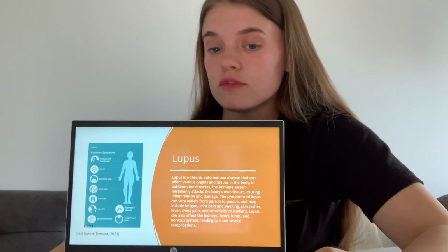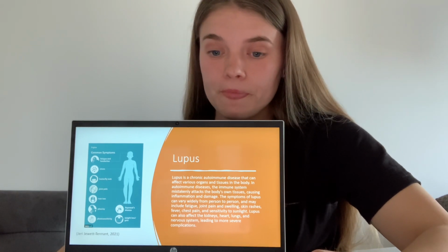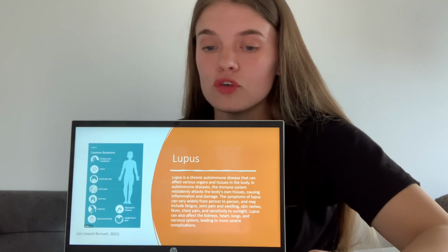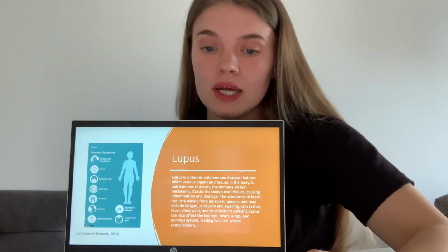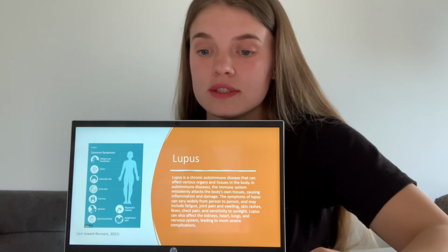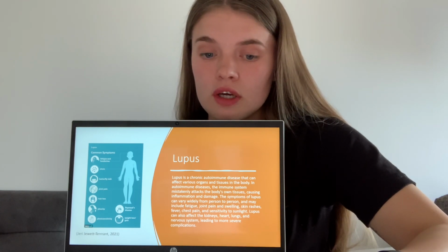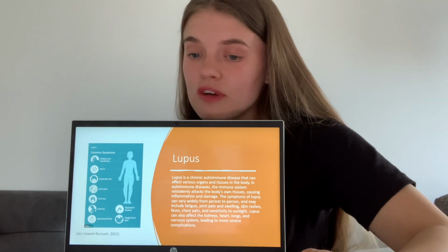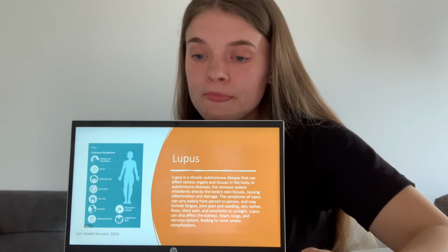The exact cause of lupus is not fully understood, but it is believed to involve a combination of genetic, environmental, and hormonal factors. Women are more likely to develop lupus than men, and the disease often develops during childbearing years. Diagnosis of lupus typically involves a combination of blood tests, imaging studies, and evaluation of symptoms.